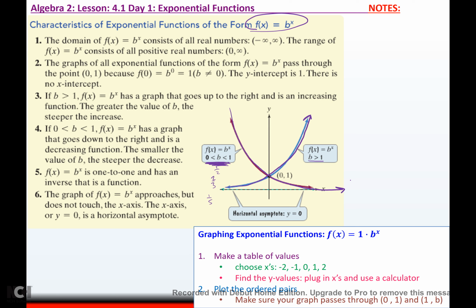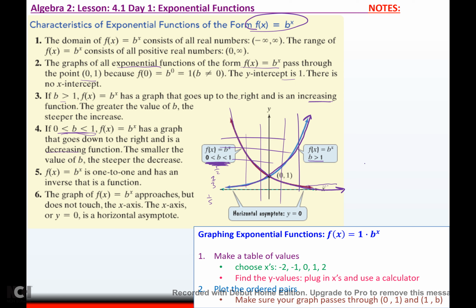Okay, here's something that's interesting. The graphs of all exponential functions of this form will pass through (0, 1), and actually they will pass through (1, b). If b is greater than 1, then it goes up to the right. It's an increasing function. If b is between 0 and 1, it's a decreasing function, decay. The function b to the x is 1 to 1, which means it passes the vertical line test and the horizontal line test. The graph of the function approaches but does not touch the x-axis. And again, that's unless you shift it up or down.